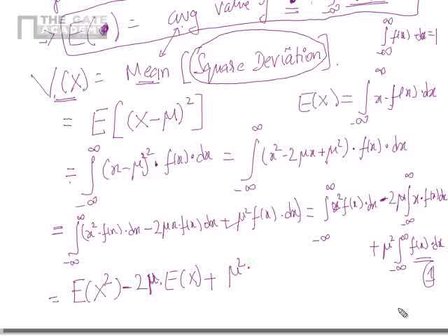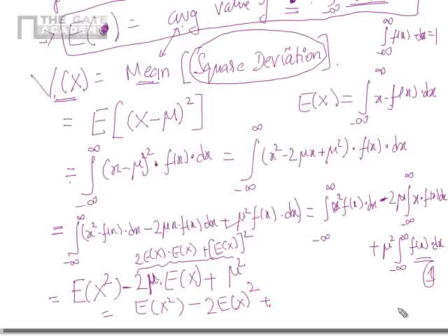So 2 mu E of x is the same as 2 E of x into E of x, plus E of x the whole square. So this will become E of x square minus 2 E of x the whole square plus E of x the whole square. So one E of x the whole square gets cancelled. So variance of x is nothing but, let me write it on the next page.